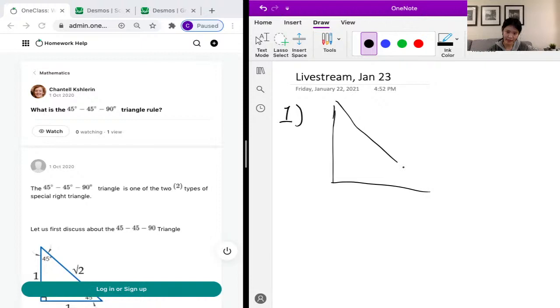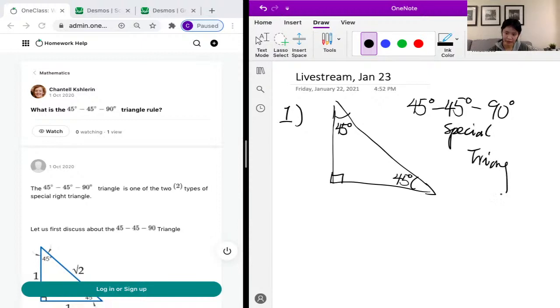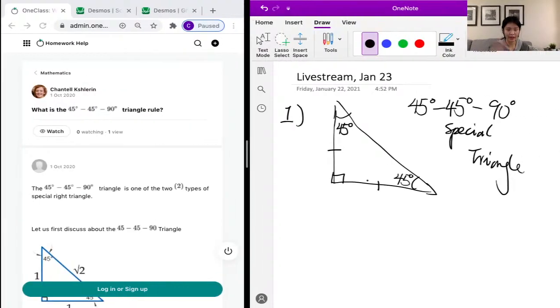So let me just draw this triangle. Here we have the 90 degrees angle for our triangle, and the other two angles are each 45 degrees. This is one of our special triangles. So here is our 45, 90 degrees special triangle for trigonometry. And this is an isosceles triangle because it has two equal angles, and the third angle is 90 degrees.